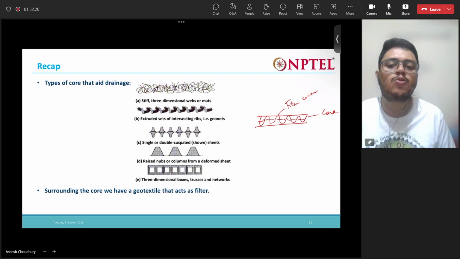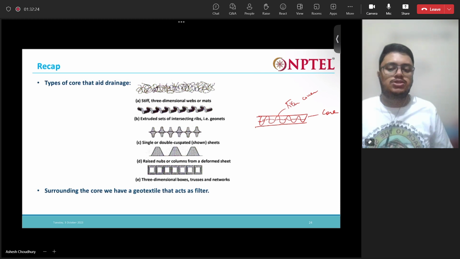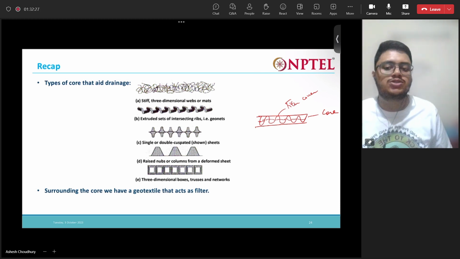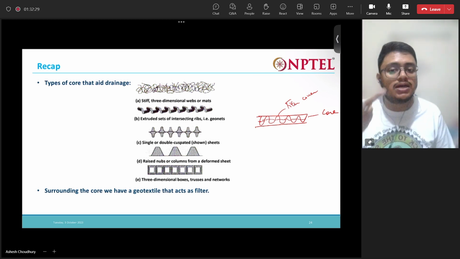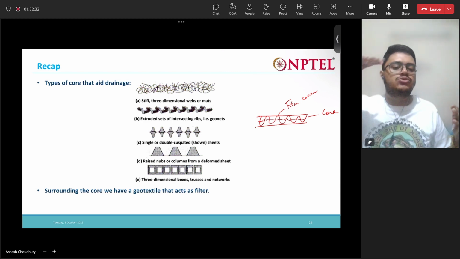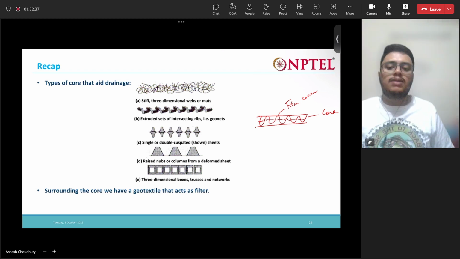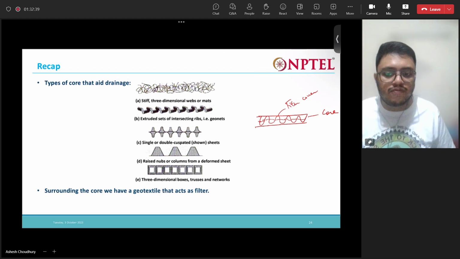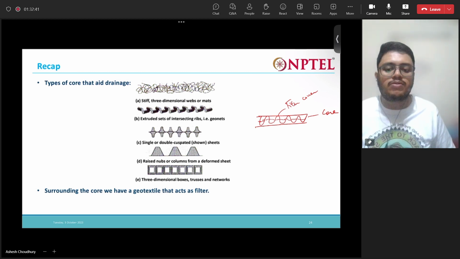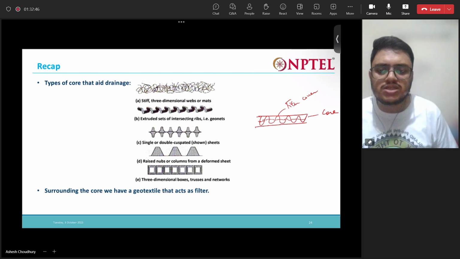One is the stiff three-dimensional web or mat, so a web of this geotextile, geosynthetic material, or we can have an extruded set of intersecting ribs. That is the geonets, where different planes are there. They actually allow the water to pass through. Single or double cusped sheets, as shown in the figure, raised ribs or columns, formed from three-dimensional boxes across a network. So many combinations of this core are possible.